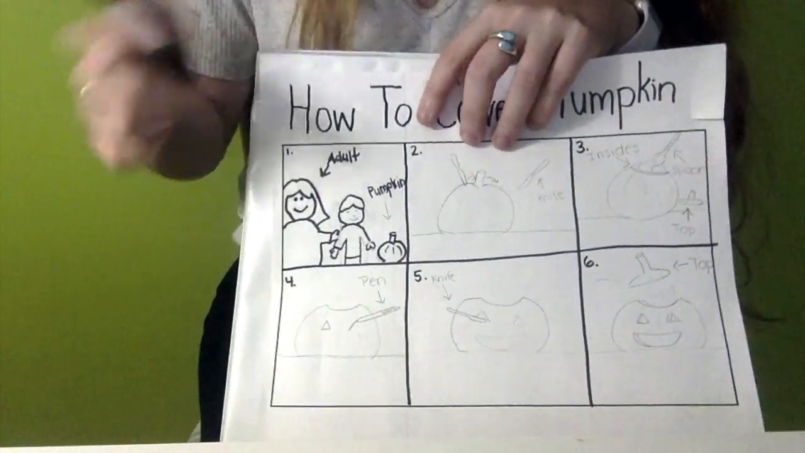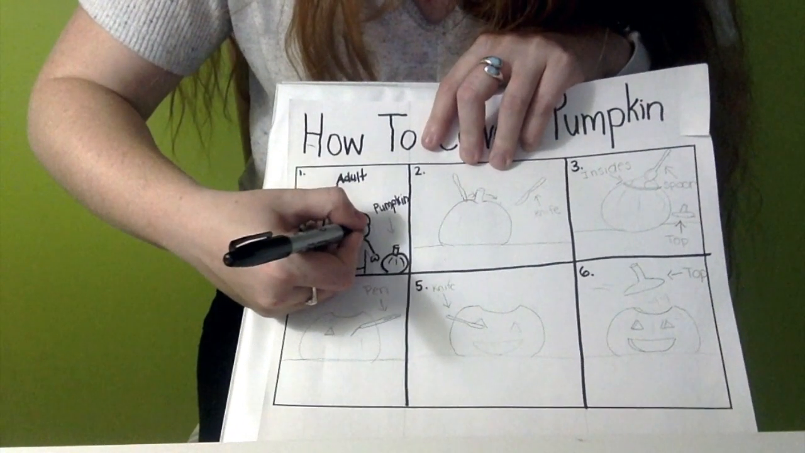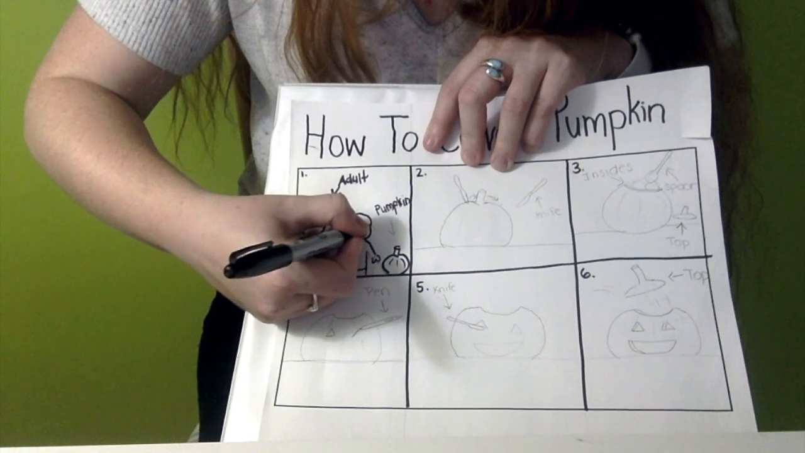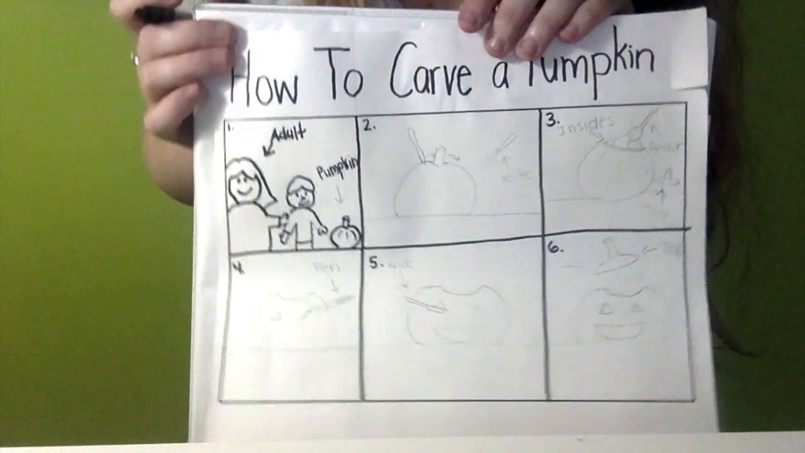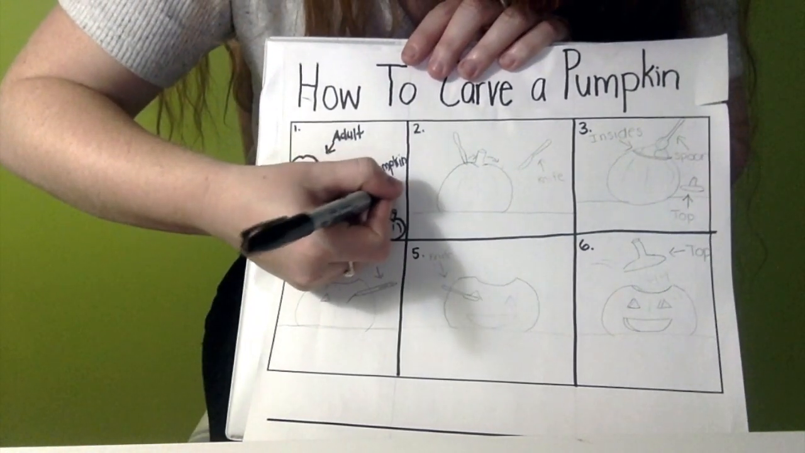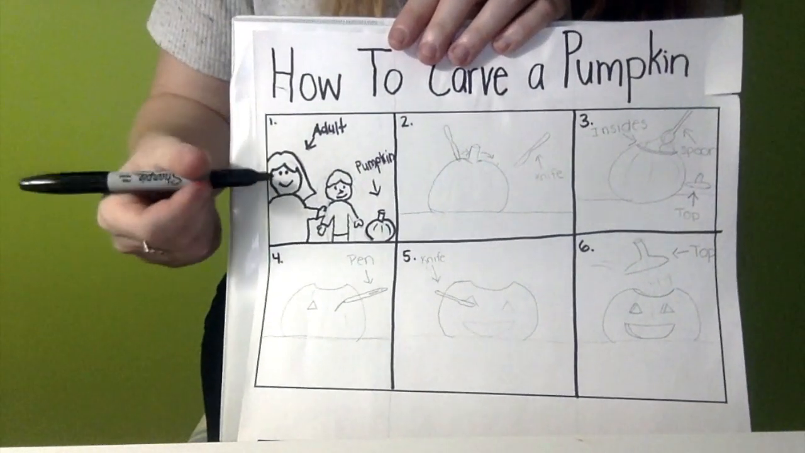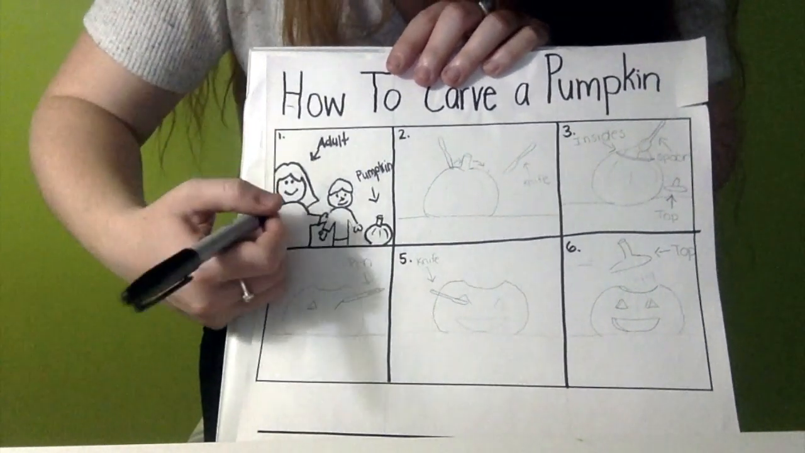Okay, so I have adult labeled, I have my pumpkin labeled. Uh-oh. Little boy still needs a face. There we go. Okay, awesome. Now I'm ready to move on to step 2. I think I illustrated step 1 pretty well with my picture, and my audience will be able to tell that this is an adult, here's my pumpkin, and here's me.